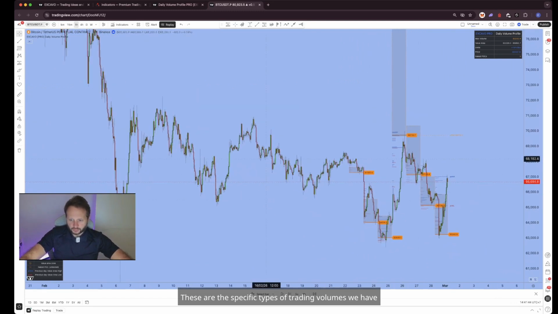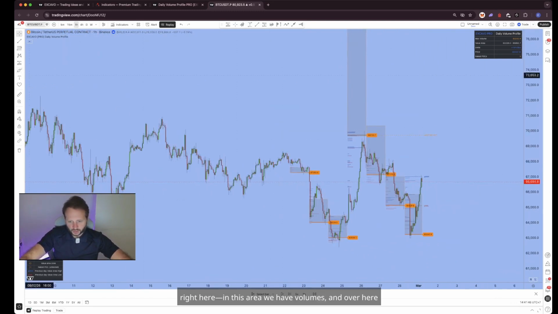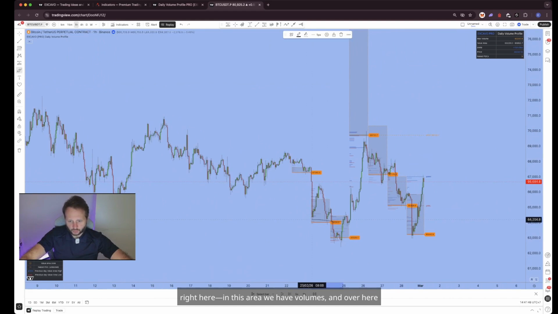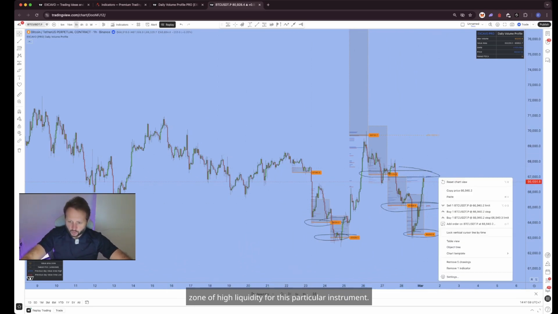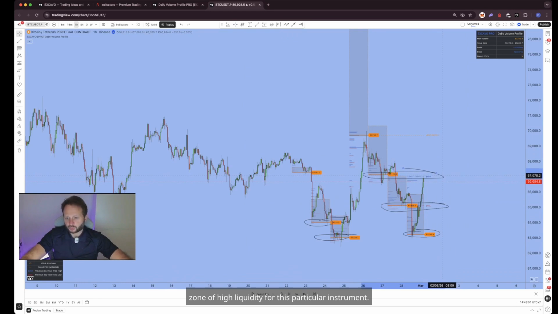These are the specific types of trading volumes we have right here. In this area we have volumes, and over here we have more volumes, and right here yet more volumes. And as we have previously discussed in detail, each of these large significant volumes represents a major zone of high liquidity for this particular instrument.